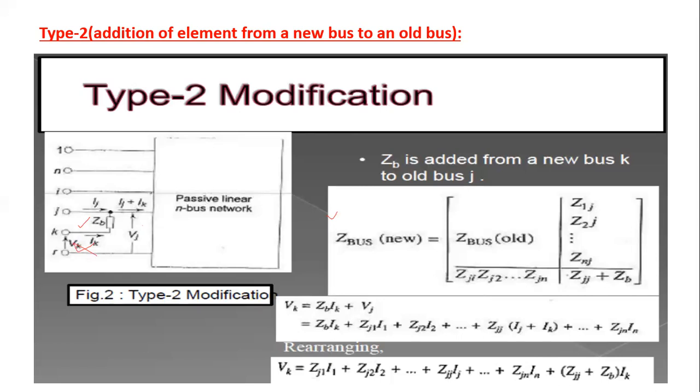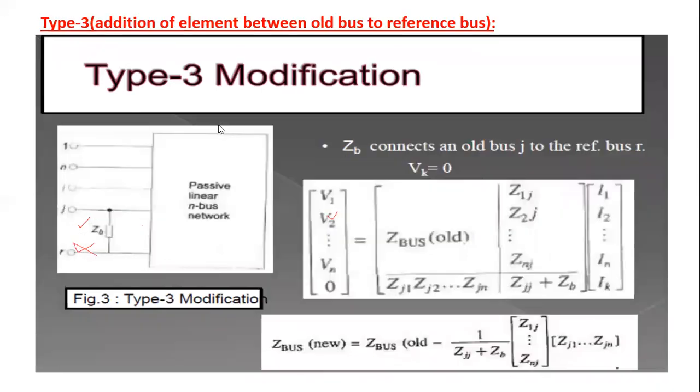Next, coming to the type 3 modification. Type 3 modification means that the element is added between the old bus to reference bus. J is the old bus and R is the reference bus. Therefore, ZB connects an old bus J to reference bus R.